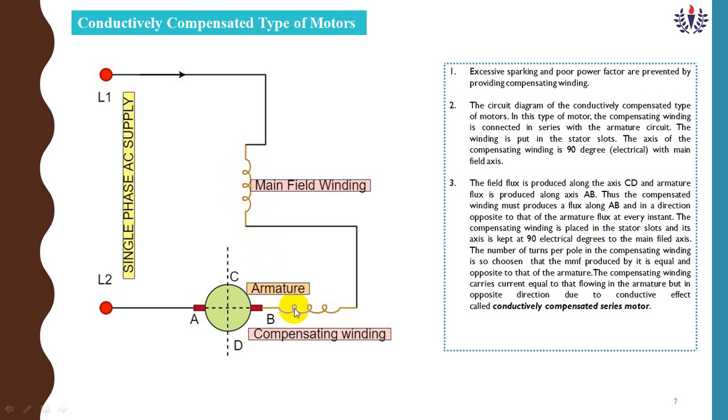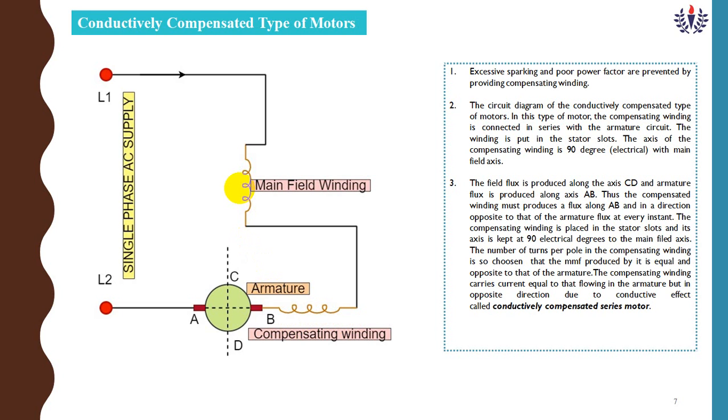In compensating winding also, the number of turns should be similar. This compensating winding carries a current equal to the current flowing in the armature, but in the opposite direction. That is nothing but a conductively compensated series motor.